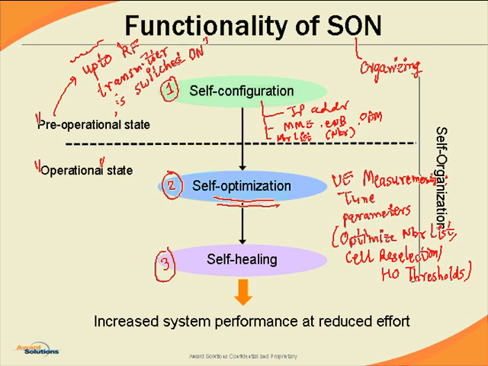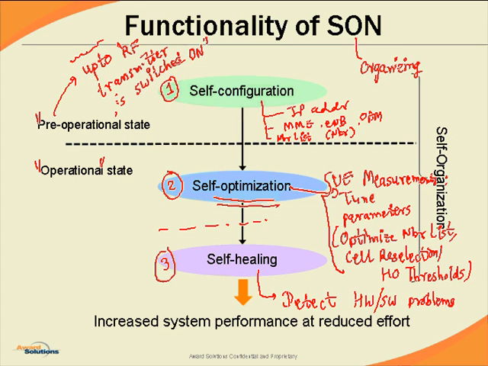Those are examples of the things we can do in the self-optimization mechanism. And finally, we have the self-healing mechanism. Self-healing means that we detect problems, hardware problems, software problems, and perhaps solve those problems.